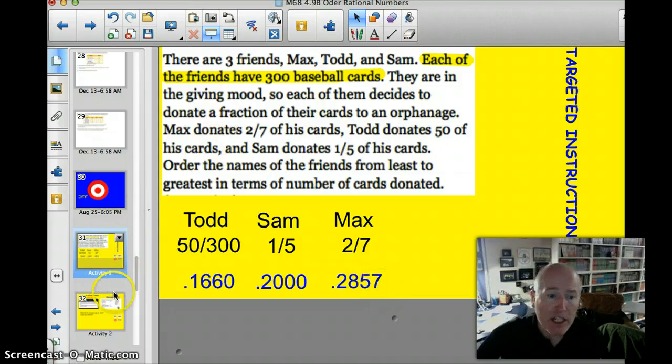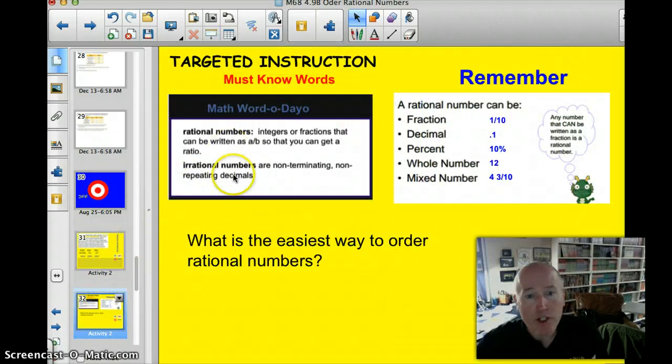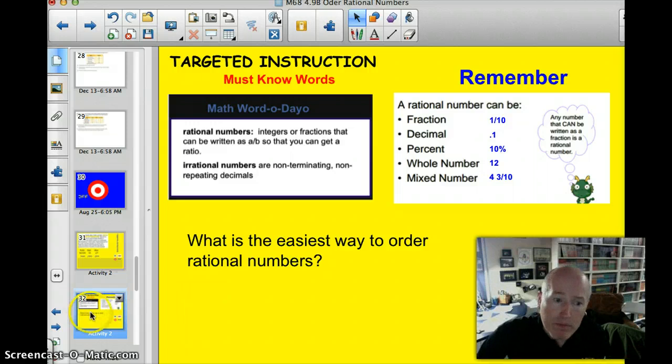All right, let's take a look at the vocabulary tonight. Quick review, rational numbers, those numbers that can be written as a fraction. They can be fractions, decimals, percents, whole numbers, or mixed numbers. Irrational numbers are those numbers that are non-terminating or non-repeating decimals. So, what is the easiest way to order rational numbers? It's pretty straightforward. Change them all to decimals and then put them in order.